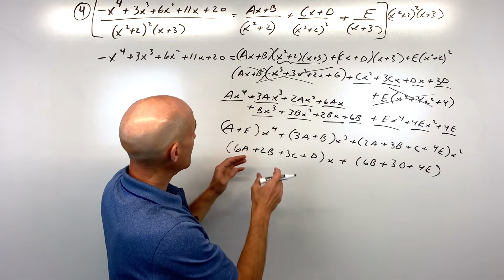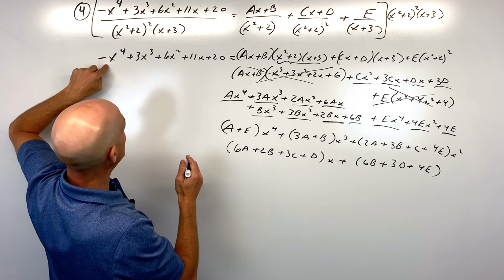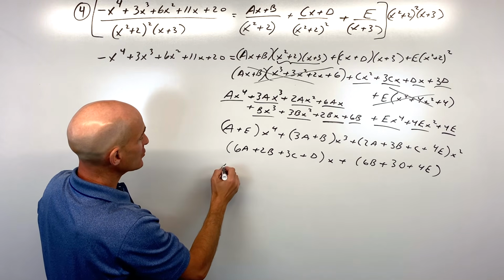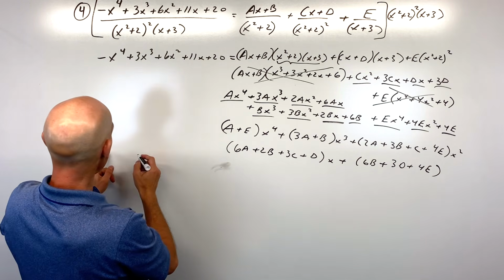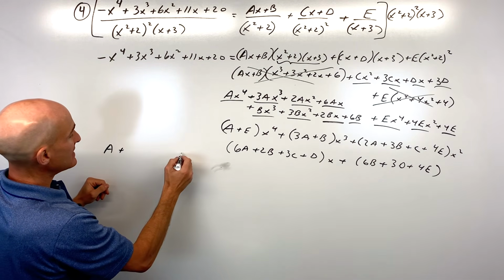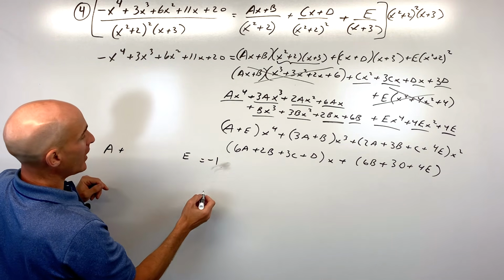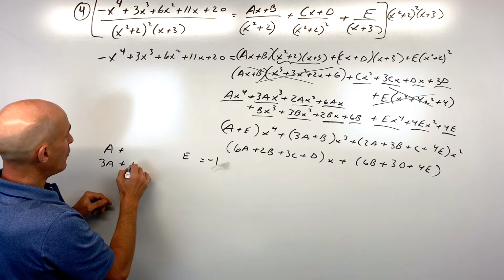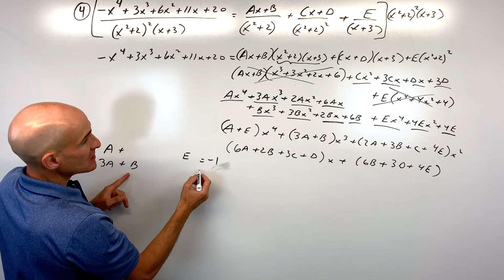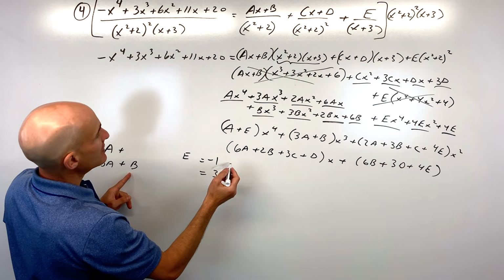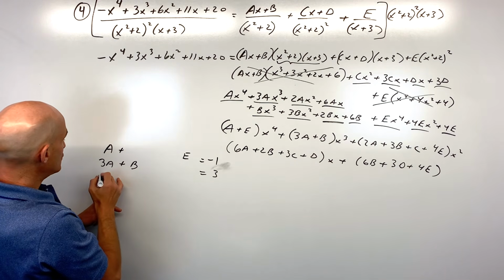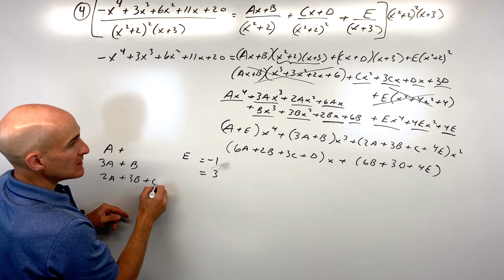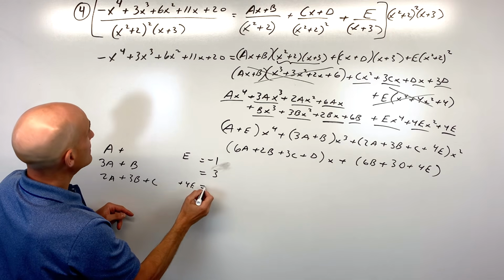Okay, so now what we want to do is set these equal to the left side of the equation. So see how this is negative 1x to the fourth, and this is a plus e x to the fourth? We want to set those coefficients equal, so let's write it over here. We've got a plus e equals negative 1. Now for the x cubes, we have 3a plus 1b is equal to 3, so I'll just say equals 3.